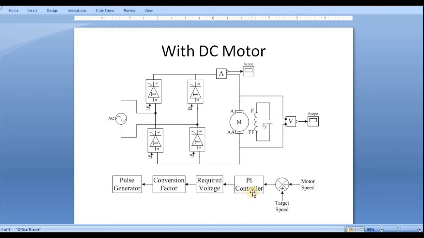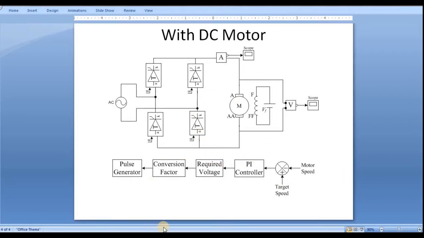In another video I will explain how to tune the PI controller and what the purpose of the PI controller is, but here I will simply explain its use. This PI controller can generate the reference required voltage, and after that the conversion factor can give it to the pulse generator. Or else, these two factors can directly generate the required firing angle for the pulse generator from the PI. In MATLAB I will explain how to do these things.